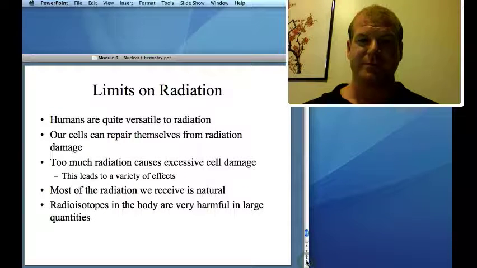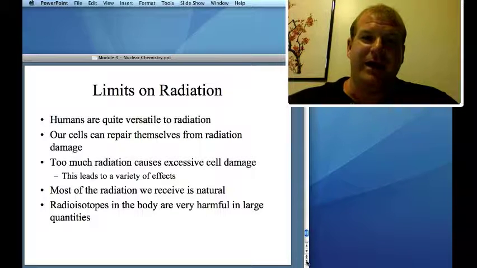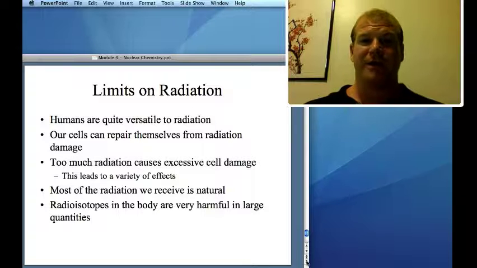Humans are actually fairly versatile with radiation. We ourselves are slightly radioactive. And how does radiation harm things? Well, it's ionizing radiation. It breaks chemical bonds. The issue is, are too many chemical bonds broken such that our body cannot repair them, or it's repaired incorrectly. And too much radiation can cause adverse effects. There's the long-term things like cancer, but there are acute effects too, short-term.